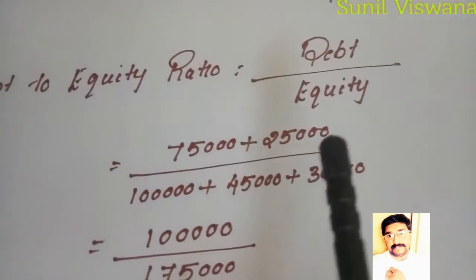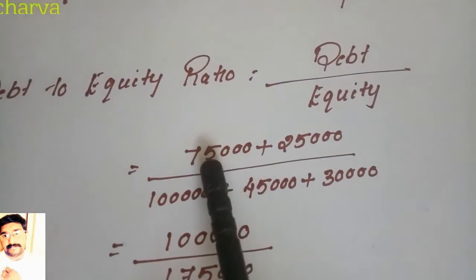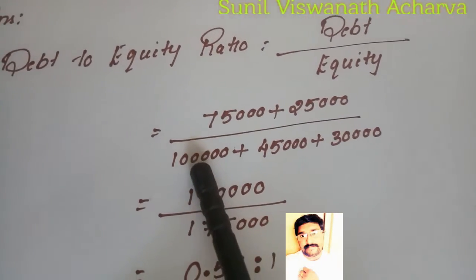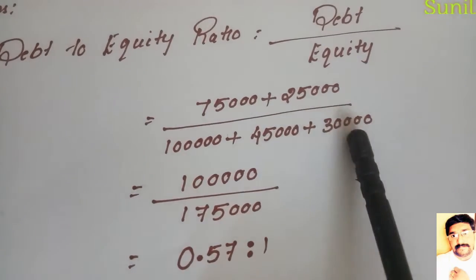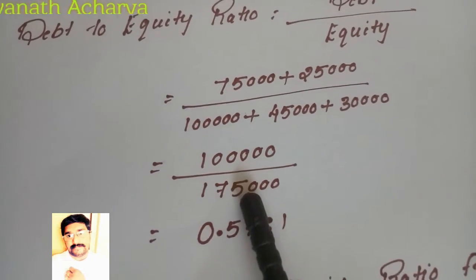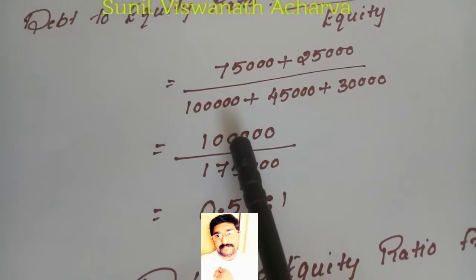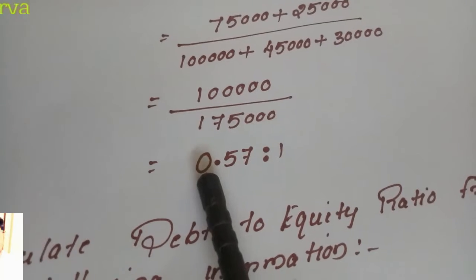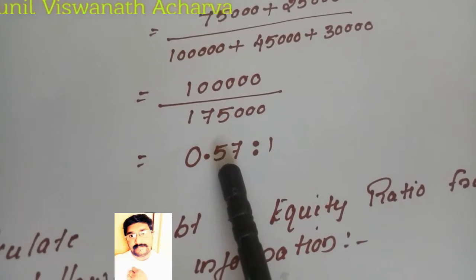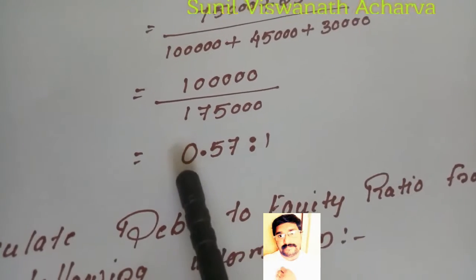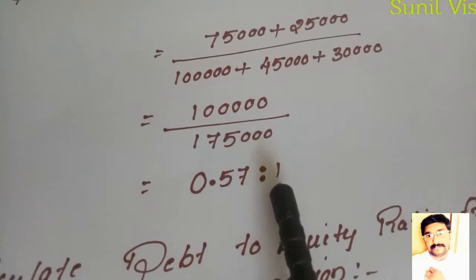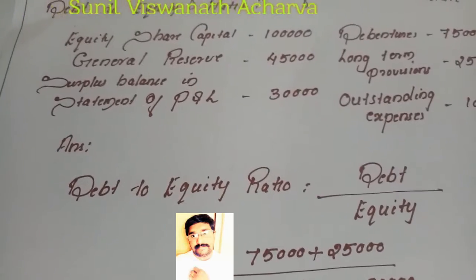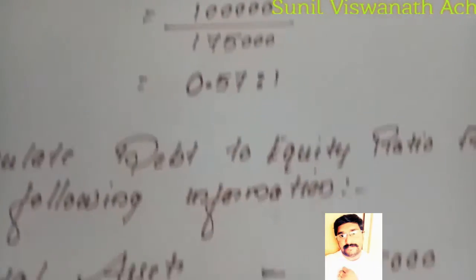So now we can apply the equation. Long term debt is 75,000 plus 25,000, that is 1 lakh. Shareholders fund 1 lakh plus 45,000 plus 30,000, that is 1 lakh 75,000. So 1 lakh divided by 1 lakh 75,000, we will get 0.57. So the ratio is 0.57 is to 1. Okay, so this is a simple question. Now we can take another example.